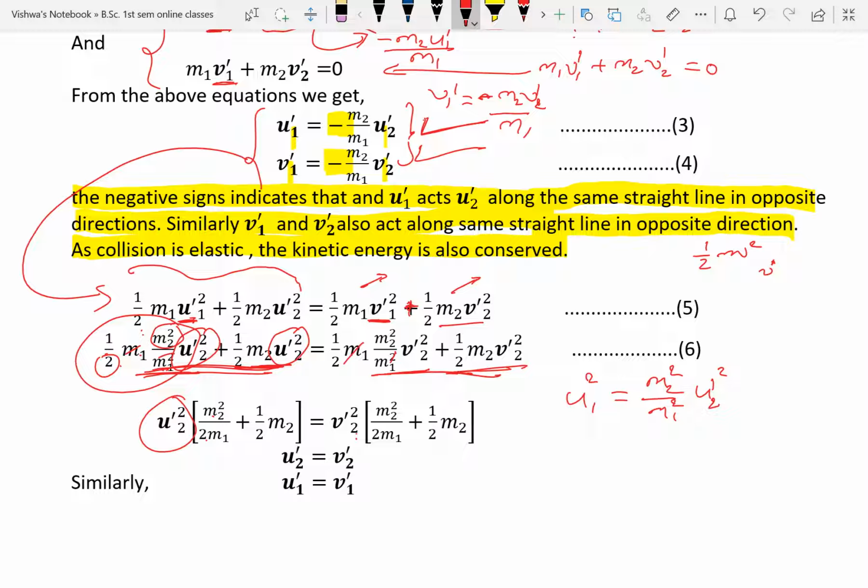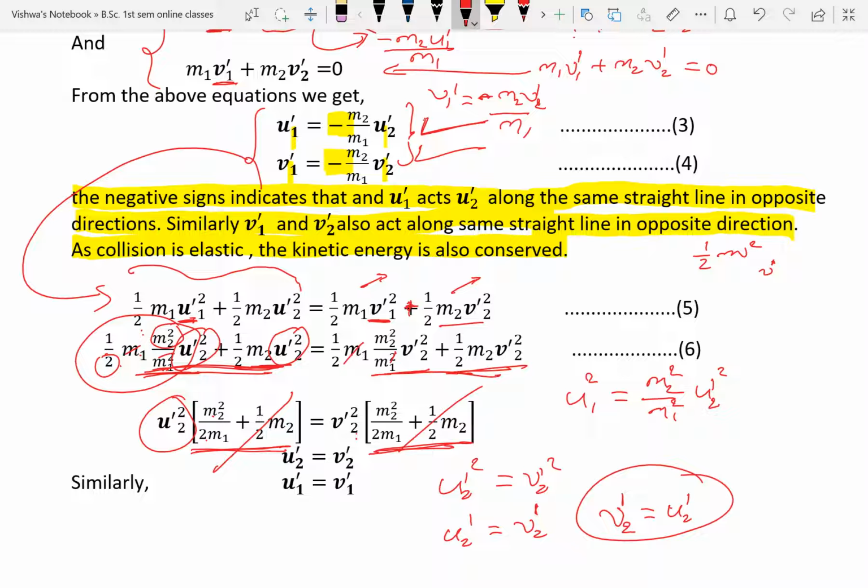Then see here, from LHS and RHS, this second multiple is the same. Here m2 square by 2 m1 plus 1 by 2 m2 is there, and here also the same term is there. So these two get cancelled, and the remaining is u2 prime square equal to v2 prime square. Now take the square root, then it becomes u2 prime equal to v2 prime. So our required aim is to find the velocity after the collision in the center of mass frame of reference, that is v2 prime, and that is equal to u2 prime.